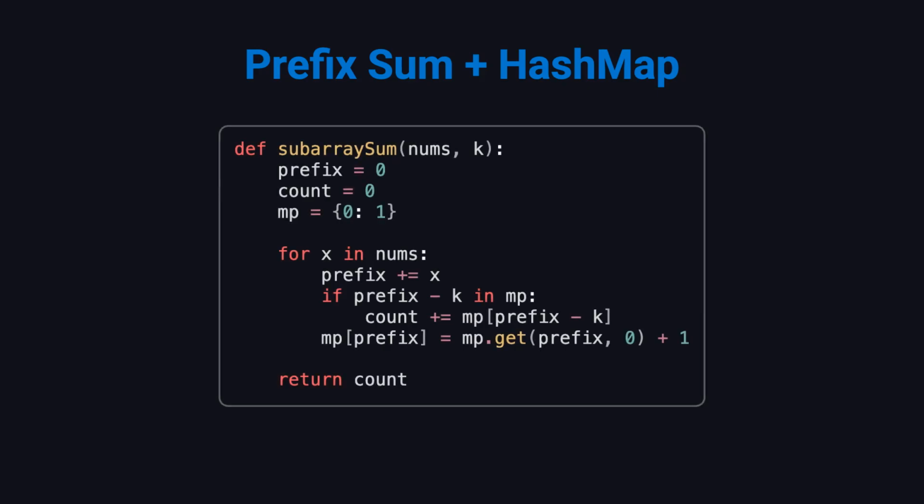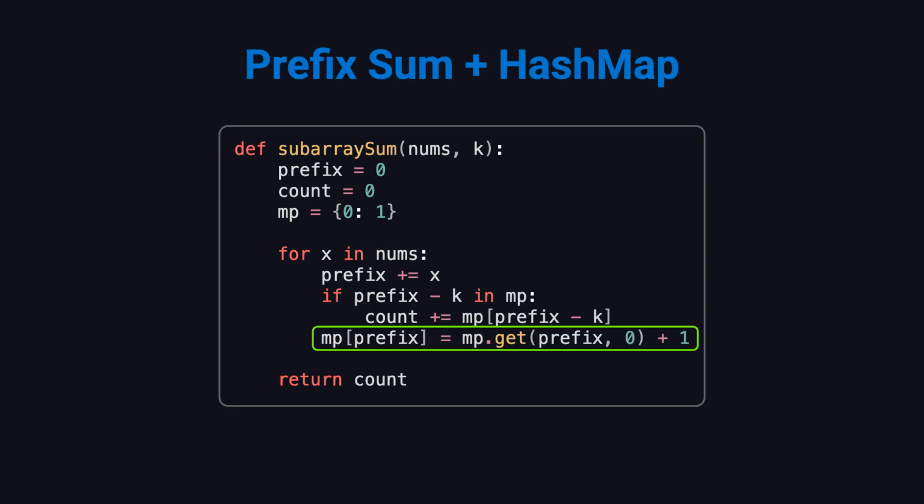The Python implementation of this algorithm is actually quite simple. We create a HashMap that stores how many times each prefix sum occurs, and we initialize 0 to 1. Then, we iterate through the array while adding to the prefix sum. Each time, we check whether prefix sum minus k exists in the HashMap. If it does, we add its count to our answer. After that, we add the current prefix sum into the HashMap.